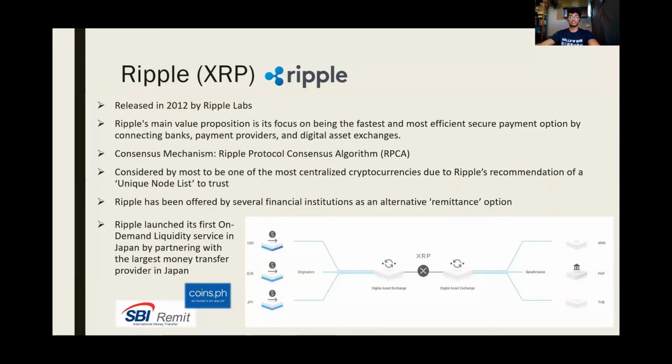Ripple actually launched its first on-demand liquidity service in Japan by partnering with the largest money transfer provider in Japan, SBI Remit, and one of the leading mobile wallet services in the Philippines, Coins.ph. This partnership actually allows them to achieve faster and more affordable cross-border payments from Japan to the Philippines, and customers can leverage the digital asset XRP to eliminate wallet pre-funding and other operational costs.